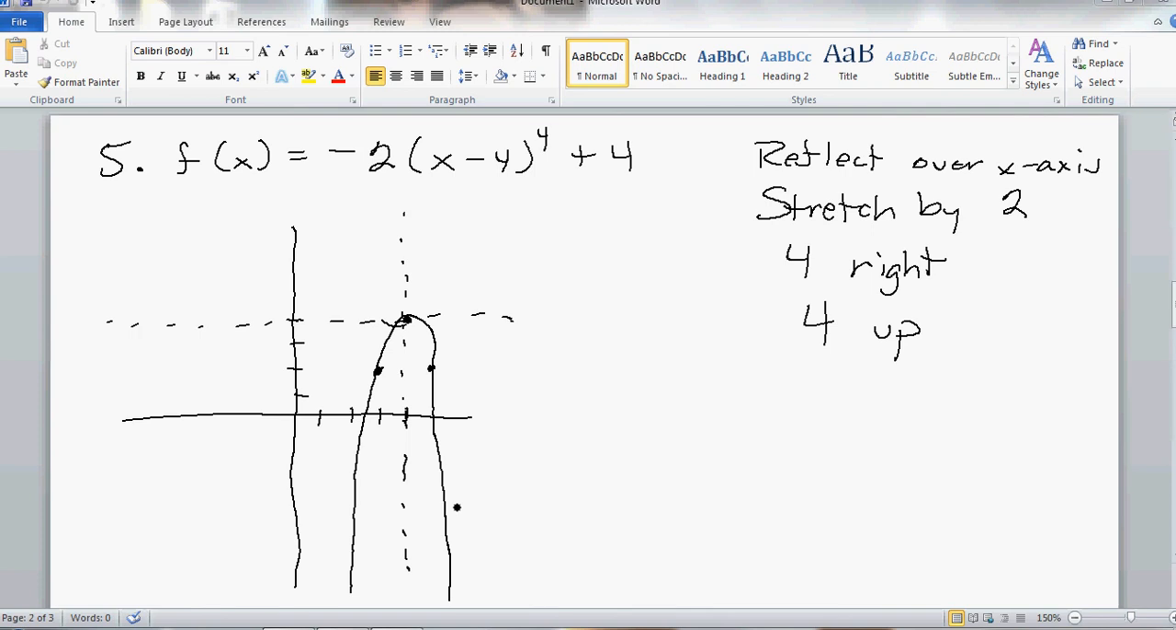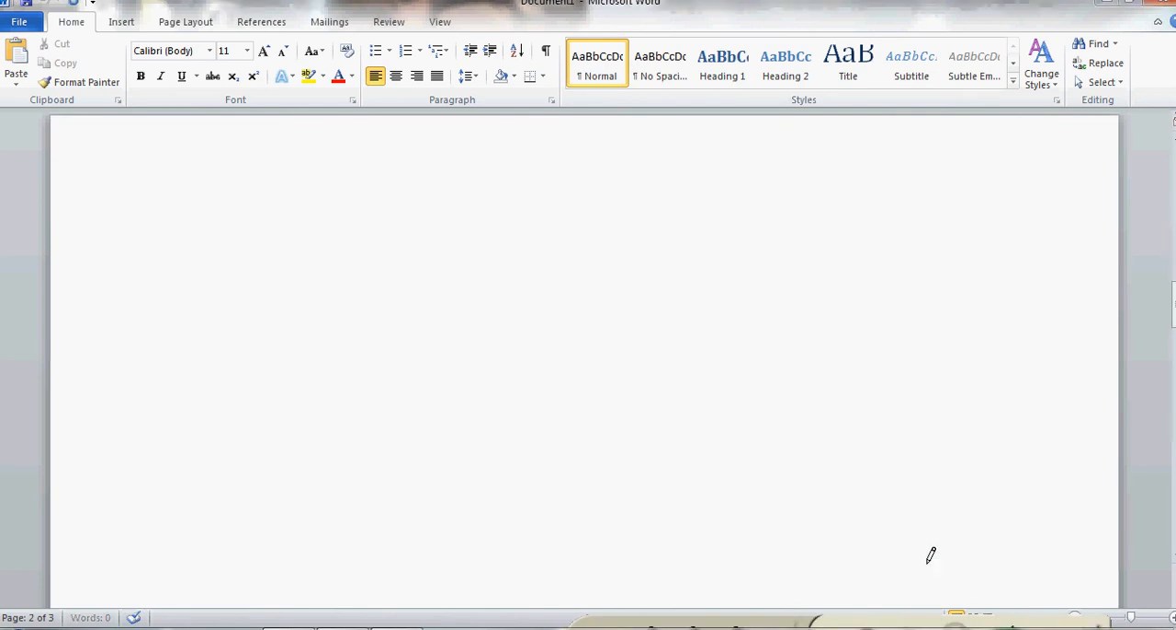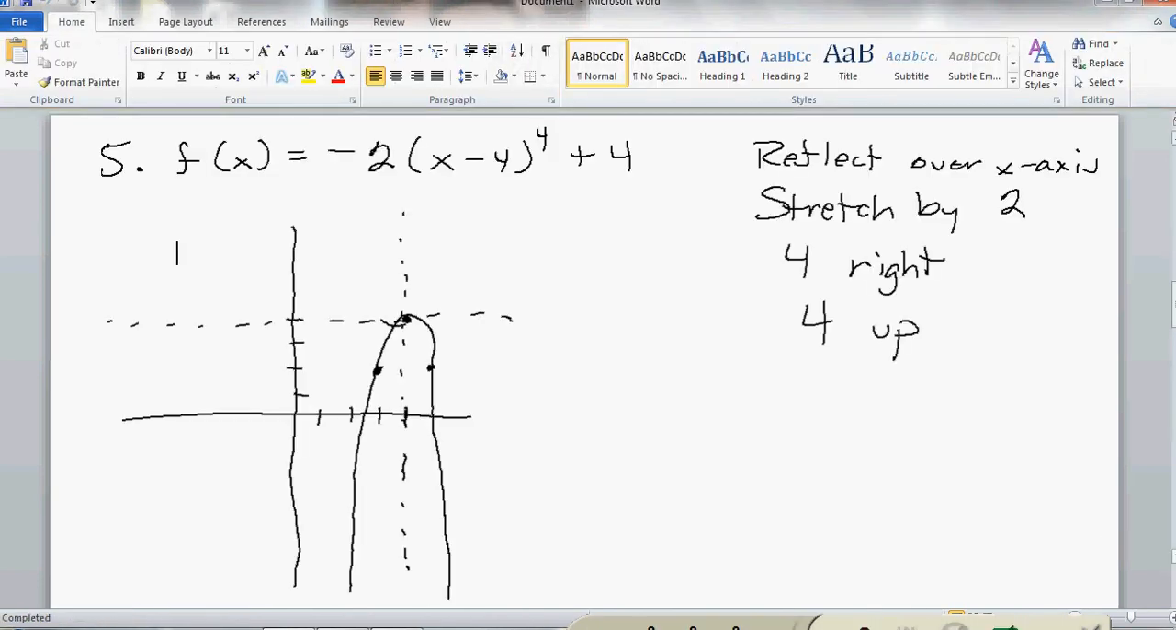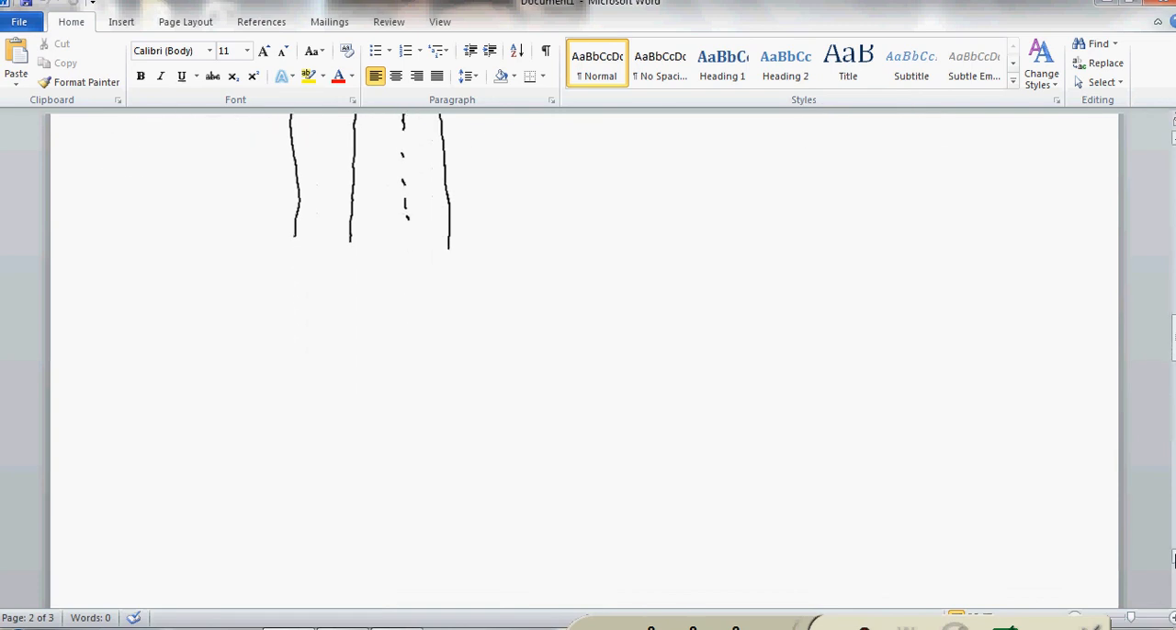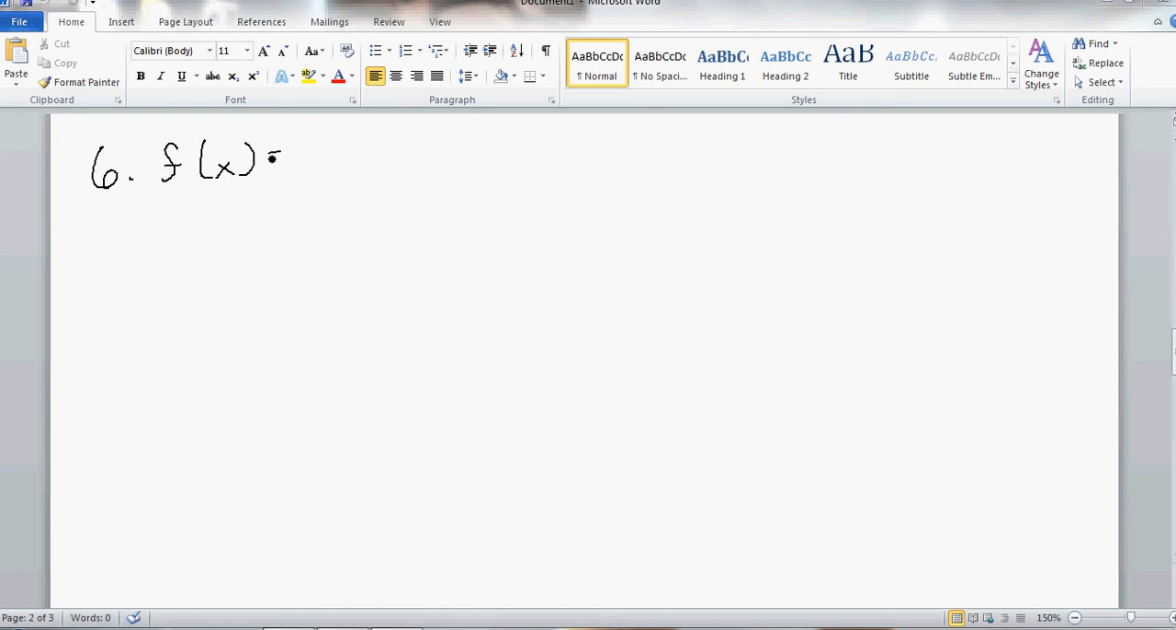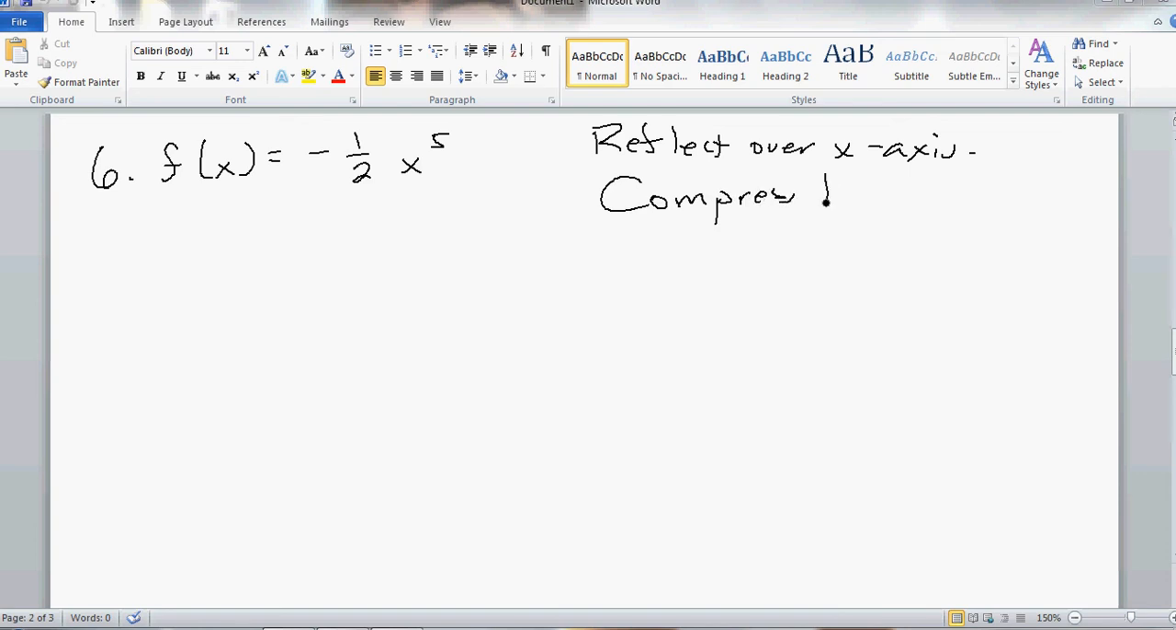Now 6 and 7 are to the 5th power, so we will use that parent function. Number 6, f of x equals negative 1/2 x to the 5th. So here it's reflect over the x-axis, and we need to compress by 1/2.